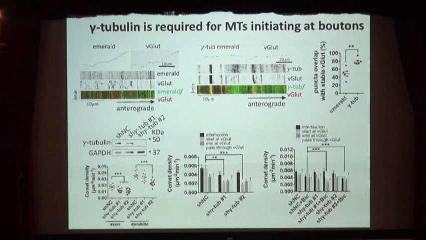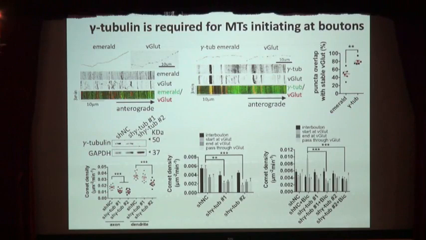Next, I knocked down gamma tubulin for 6 days in mature hippocampal neurons by two independent oligos and find a significant decrease in the comet density in both axons and dendrites. And interestingly, the decrease in comet density in axons is mostly contributed by the comets that directly start at V-glut, suggesting that nucleation at the bouton is involved.